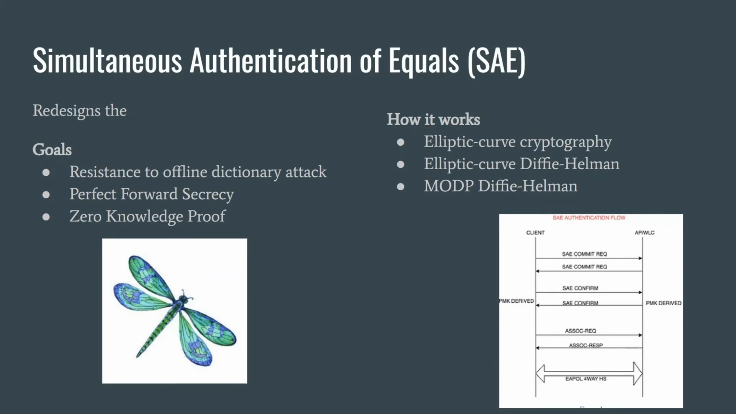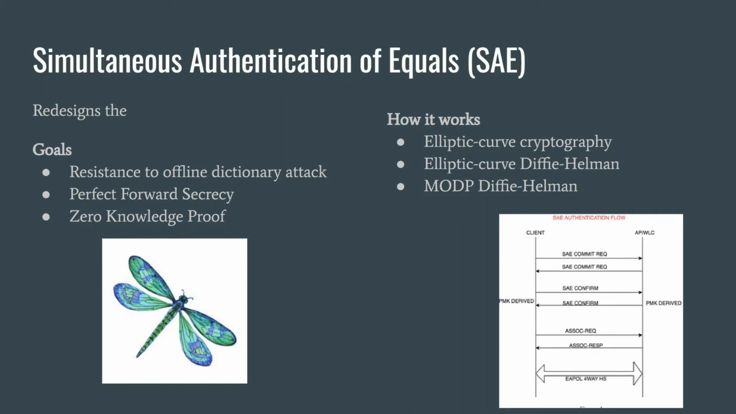However, our presentation is over the Dragonblood vulnerabilities, which are specific to WPA3 Personal. WPA3 Personal is all about this feature called Simultaneous Authentication of Equals, or SAE. SAE is also known as the Dragonfly handshake. Its purpose is to overcome the issues of WPA2's handshake method. And it's also going to implement perfect forward secrecy.